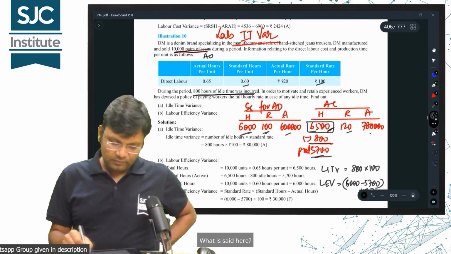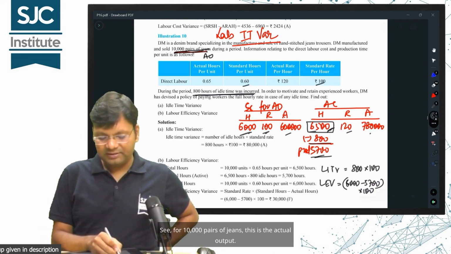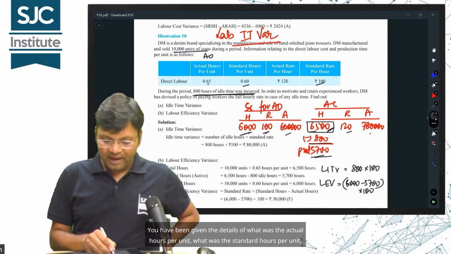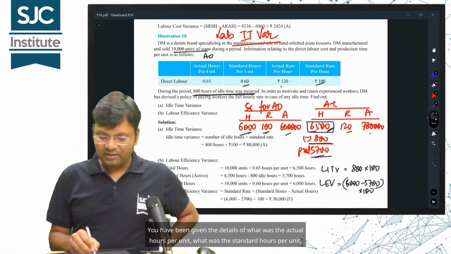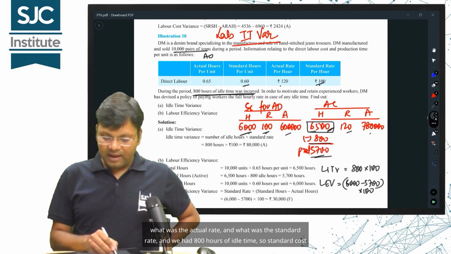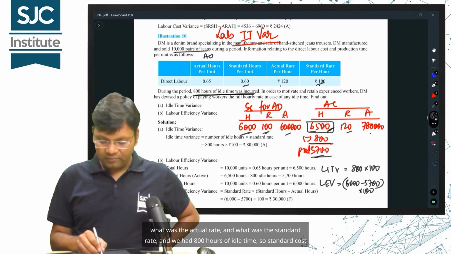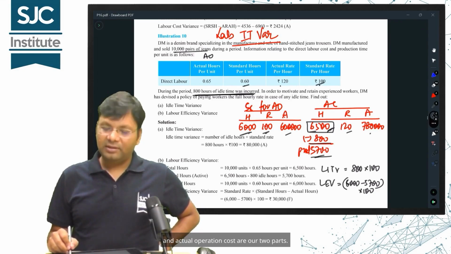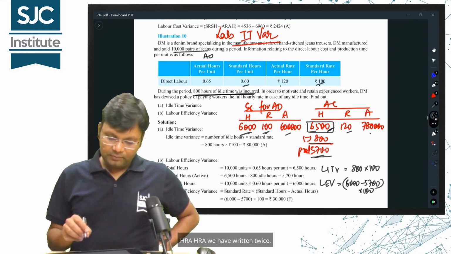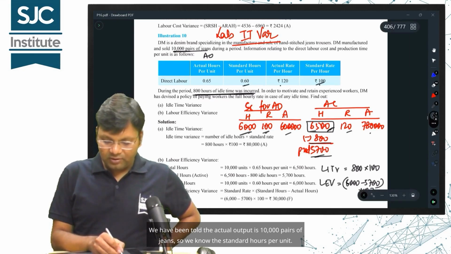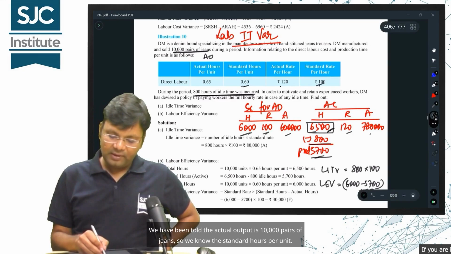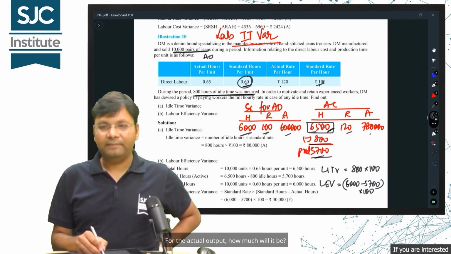What is said here? See, for 10,000 pairs of jeans, this is the actual output. You have been given the details of what was the actual hours per unit, what was the standard hours per unit, what was the actual rate, and what was the standard rate, and we had 800 hours of idle time, so standard cost and actual operation cost are our two parts. We have been told the actual output is 10,000 pairs of jeans, so we know the standard hours per unit. For the actual output, how much will it be?